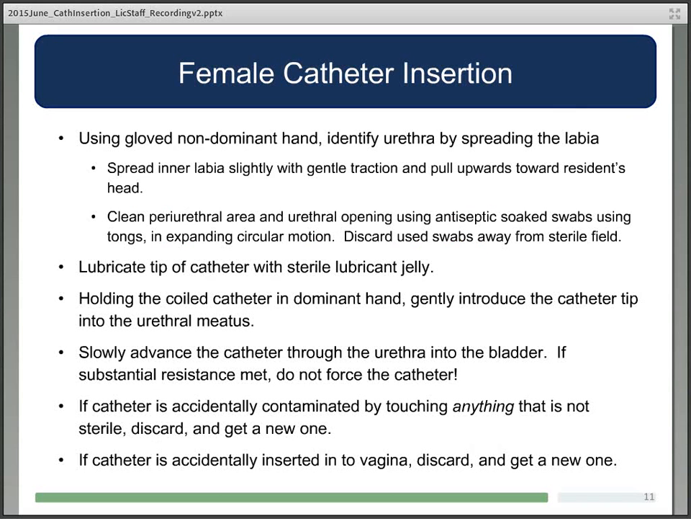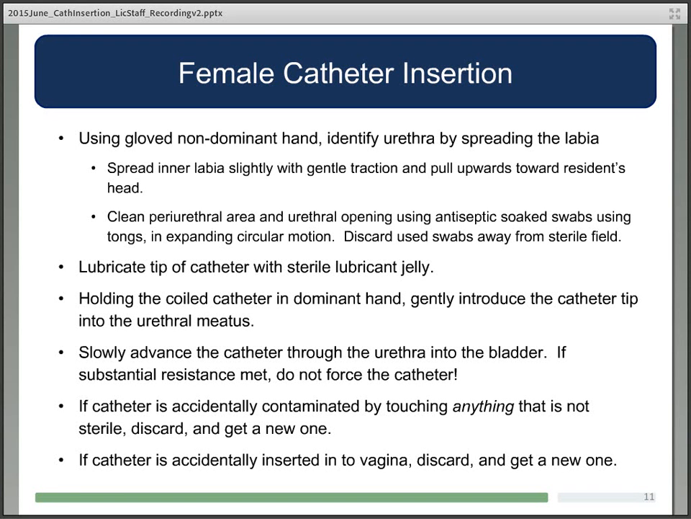For a female, you're going to use your gloved, non-dominant hand to spread the labia and identify the urethra. Slightly spread the inner labia, gently pulling upwards. Don't remove that hand. Using your dominant hand and the tongs, cleanse the area in the opening using the prepared swabs and discard them away from your sterile field.